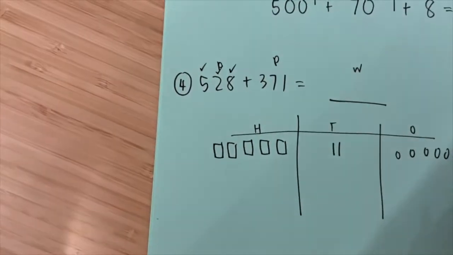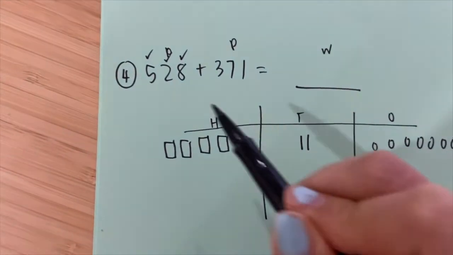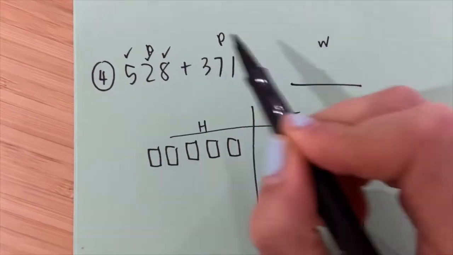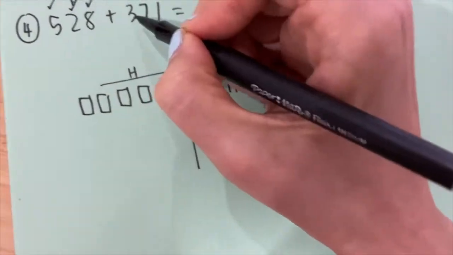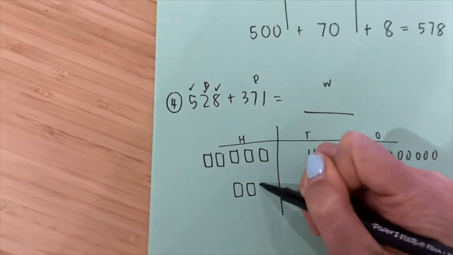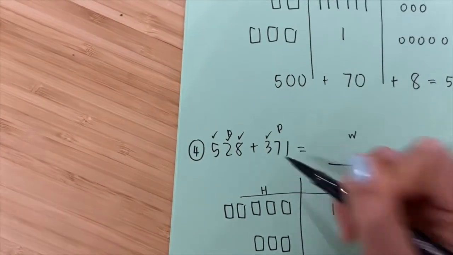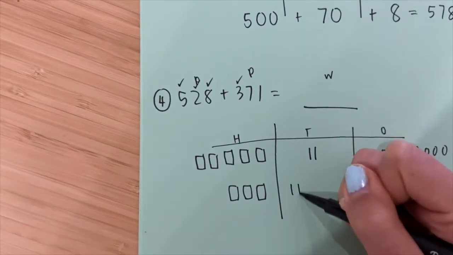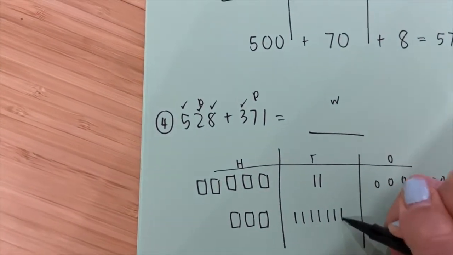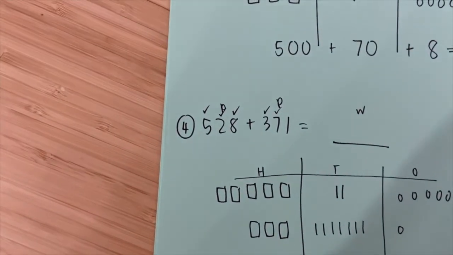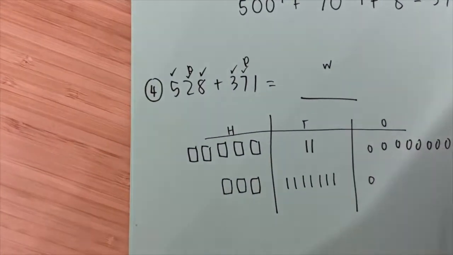Check. This checking off strategy is something Ms. Kim likes to do when you start getting a little confused because there's so many numbers. Okay, 300s. 1, 2, 3. Check. 7 tens. 1, 2, 3, 4, 5, 6, 7. Check. And 1 one. Done.